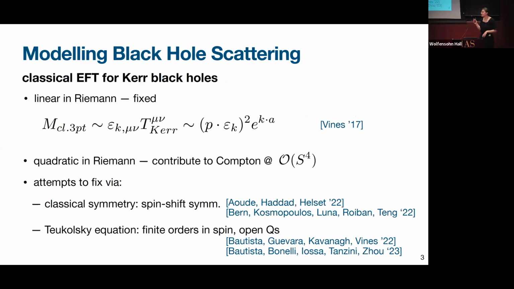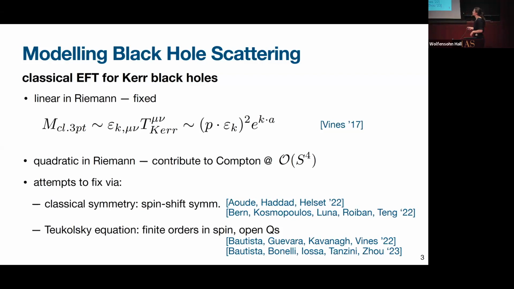At 3-point, the linear and Riemann-Wilson coefficients have been fixed. You can do it straight from those 3-point amplitudes, from the linearized energy momentum for Kerr. This exponential form was first written by Vines. But the quadratic and Riemann in general for generic spin haven't been fixed. They first start to contribute at spin to the 4, and I think so far in the literature they've been fixed up to spin to the 5.